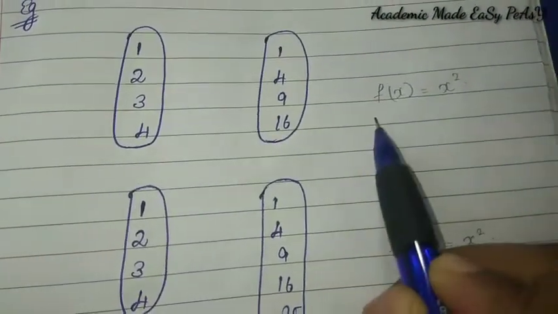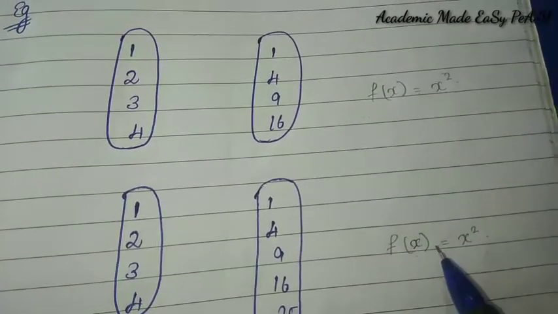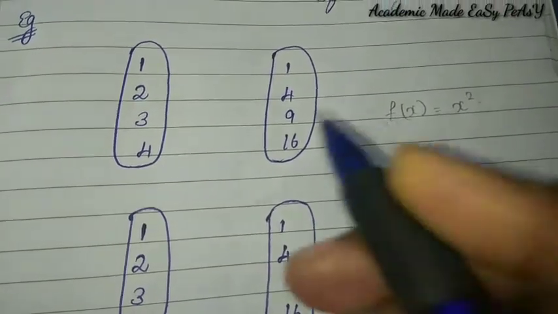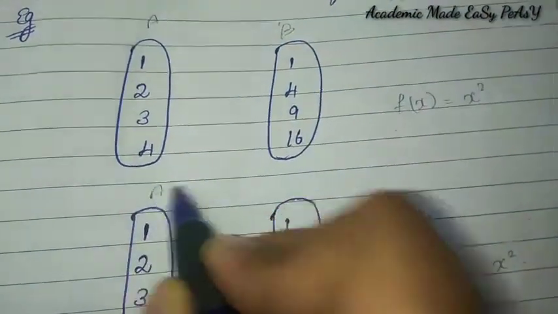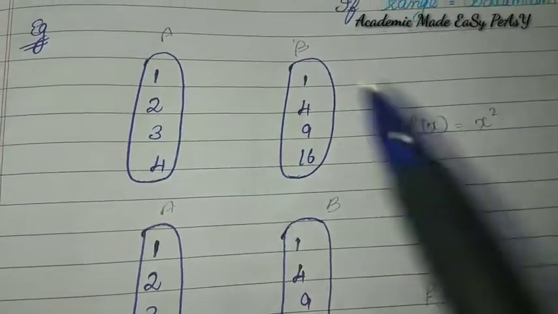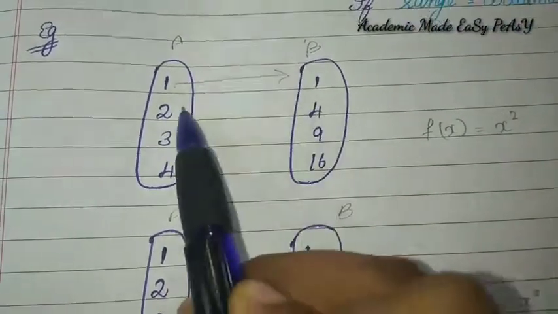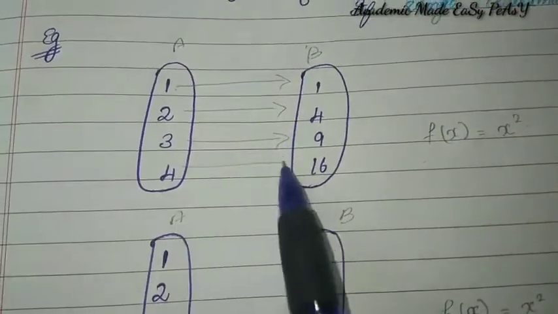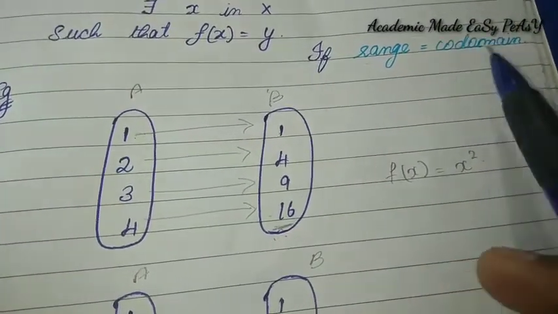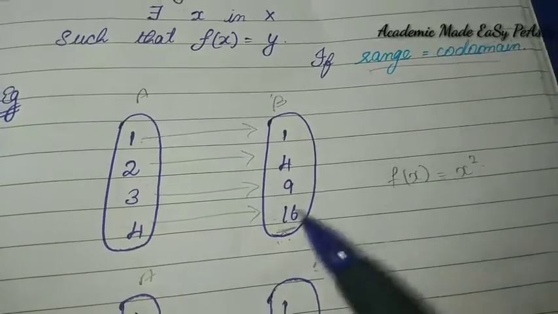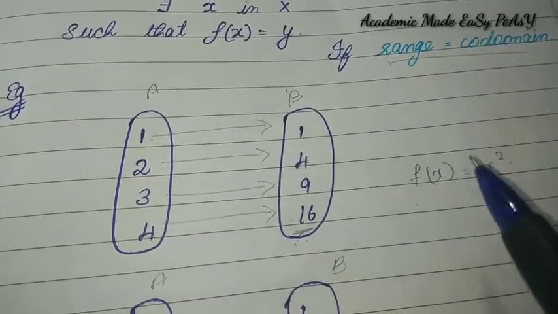So here my function, I have taken it as f of x is equal to x square, and here also f of x is equal to x square. So now let me have this set as set A and set B, and this set A, set B only. Then if I take this one for f of x, 1 square is 1, 2 square 4, 3 square 9, 4 square 16. So when range is equal to codomain, if this condition is satisfied, then the given function is onto. Okay, I think you will be clear now.